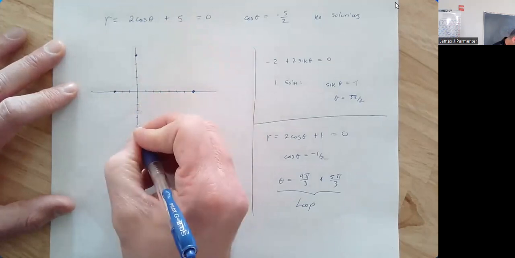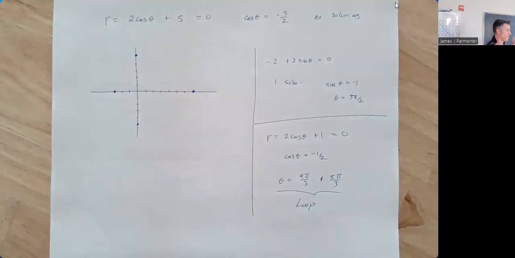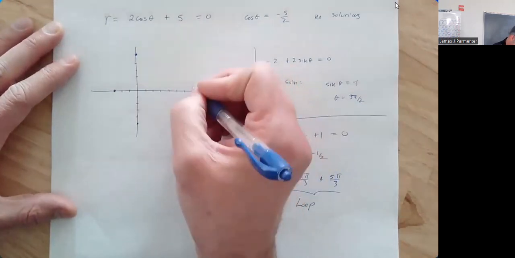So typically, cardioids have symmetry about the axis of the trig function that they go with. So you should always be thinking cosine kind of goes with x, sine kind of goes with y. So if my cardioid is r equals something times cosine plus a constant, it's going to have symmetry about the x-axis. If it's r equals something times sine plus a constant, it's going to have symmetry about the y-axis. So then you do your best to.